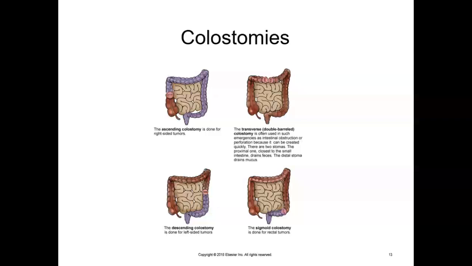The transverse double barrel colostomy is often used in such emergencies as intestinal obstruction or perforation because it can be created quickly. There are 2 stomas. The proximal one, closest to the small intestine, drains feces, while the distal stoma drains mucus. The sigmoid colostomy is done for rectal tumors.